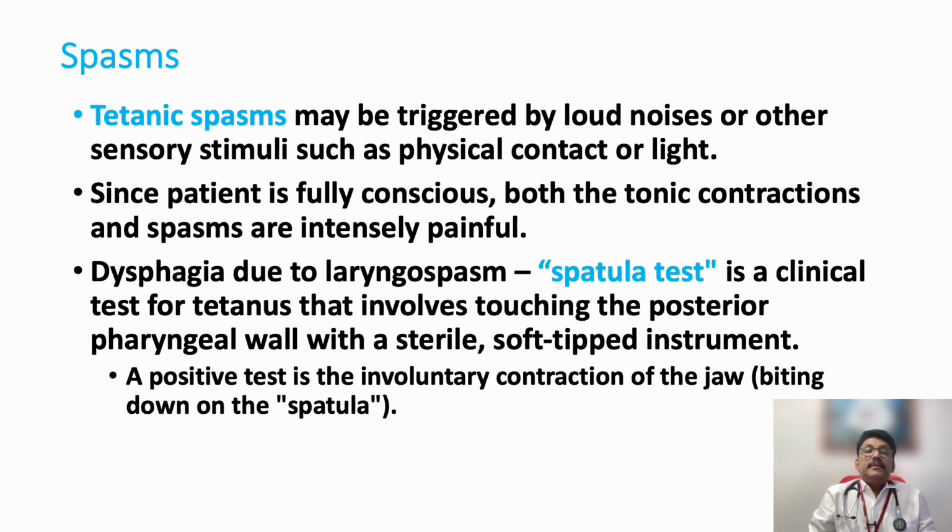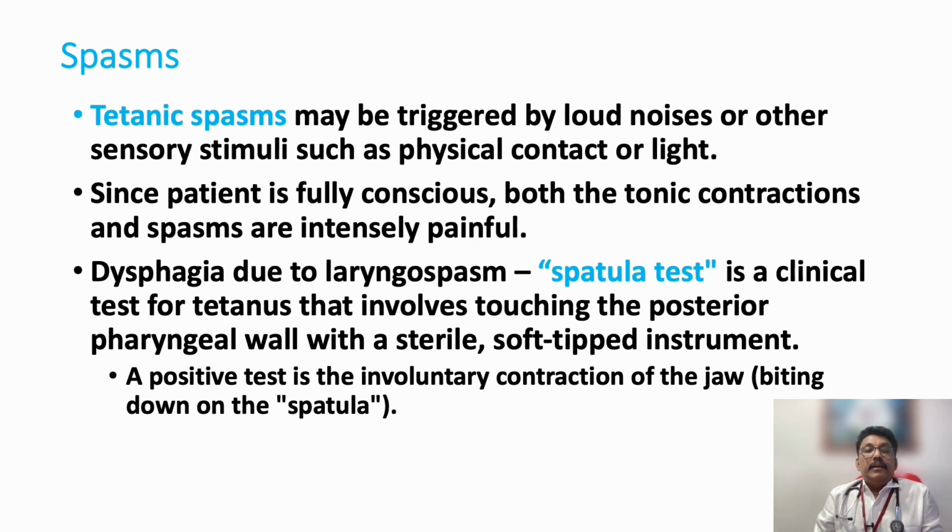So we keep the patient in dark rooms. Since the patient is fully conscious, both tonic contractions and spasms are intensely painful. So during the progress of the disease, the patient will be continuously conscious. This is one differentiating feature from neuroleptic malignant syndrome. Neuroleptic malignant syndrome also can have similar features, but here the consciousness is fully preserved, whereas in NMS, the patient will be mostly unconscious or in altered behavior.